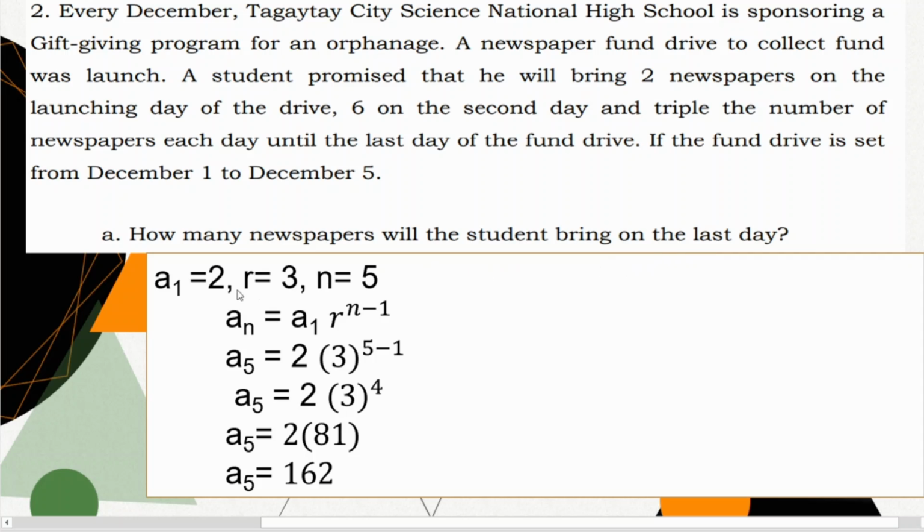If the fund drive is set from December 1 to December 5, how many newspapers will the student bring on the last day? So the first term is 2, the common ratio is 3, and the number of terms is 5. So a sub 5 is equal to 2 times 3 raised to 5 minus 1. 5 minus 1 is equal to 4, and 3 to the 4th power is 81, and 81 times 2 is 162. So the fifth term is 162.